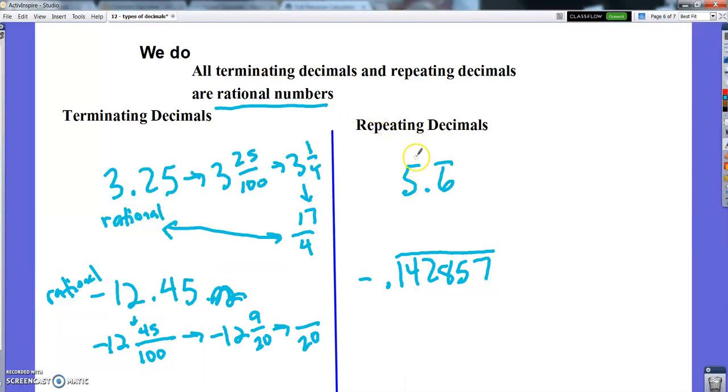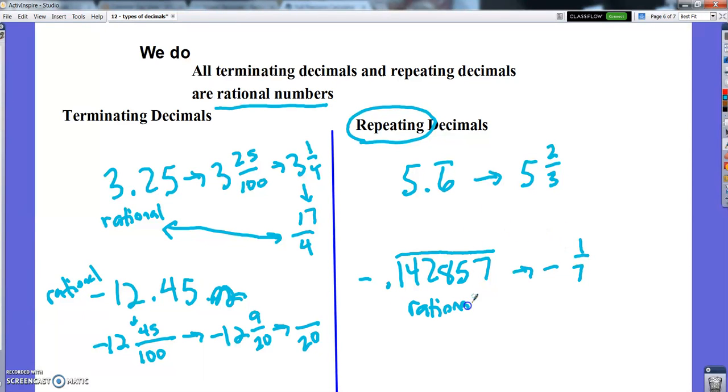Repeating decimals. We do not have the tools yet to turn that into a fraction. I can't tell you what the denominator would be. You're just going to have to trust me till the next unit that if it's a repeating decimal, it can be a fraction. This one would be 5 2/3. 6 repeating is 5 2/3. And you may recognize this one, 142857. That is 1/7. So again, you can't do that yet. All I want you to know is repeating decimals are indeed possible to write as fractions, so they're both rational as well. Can be done.